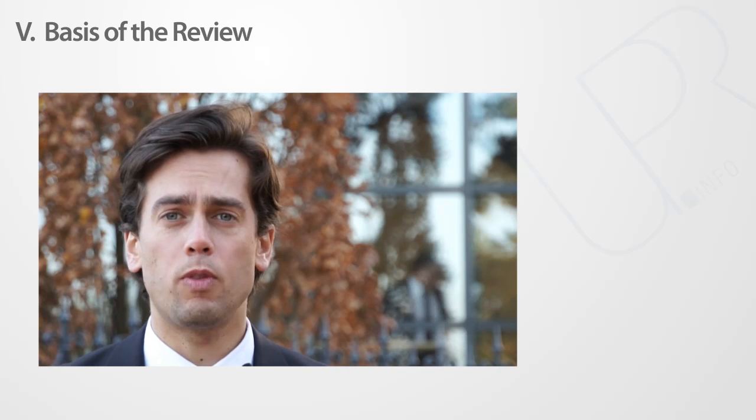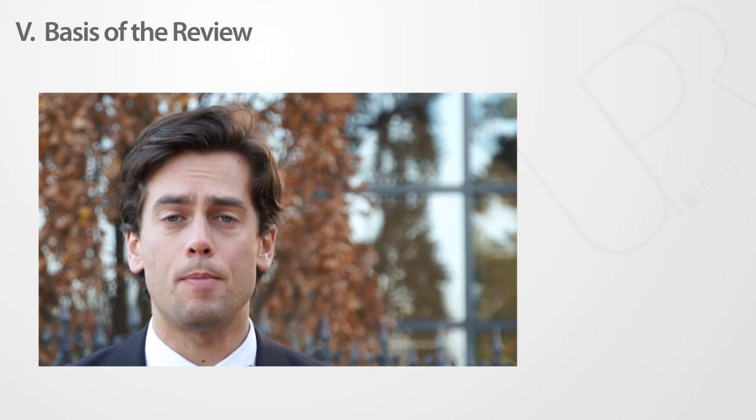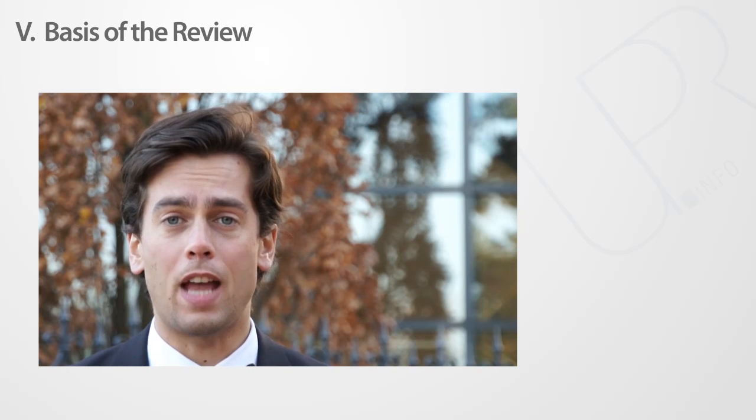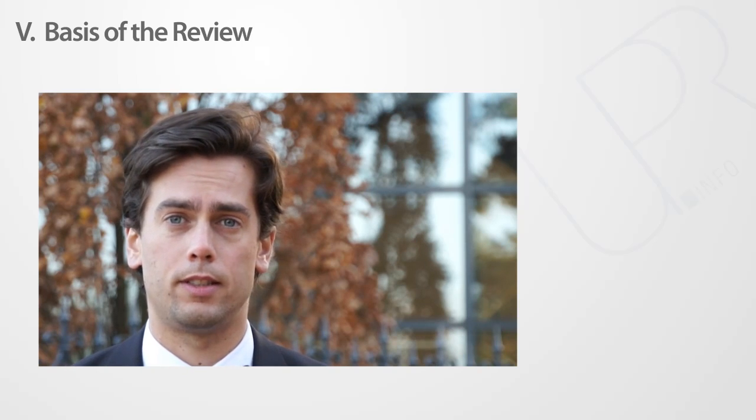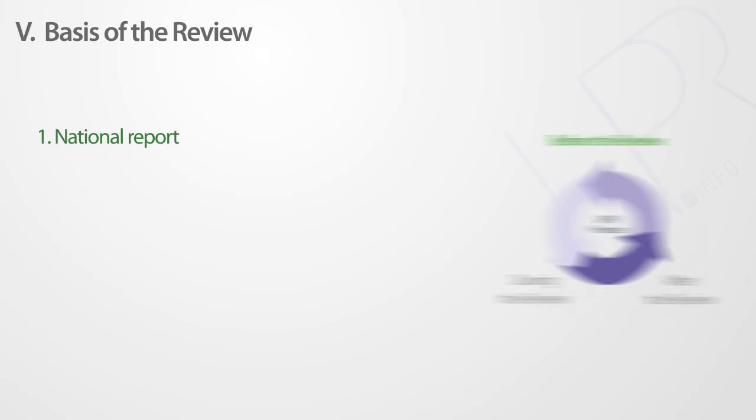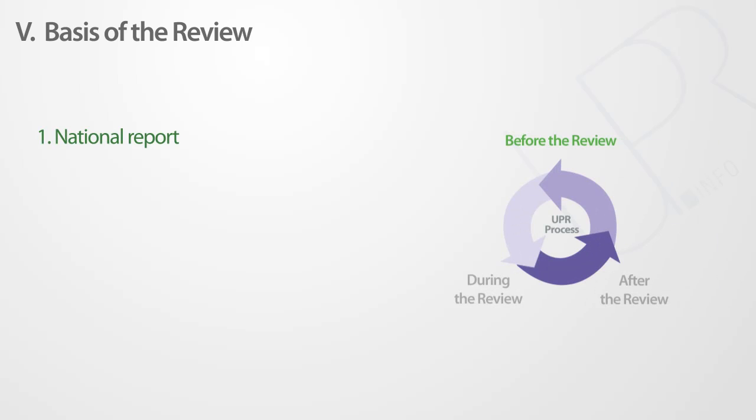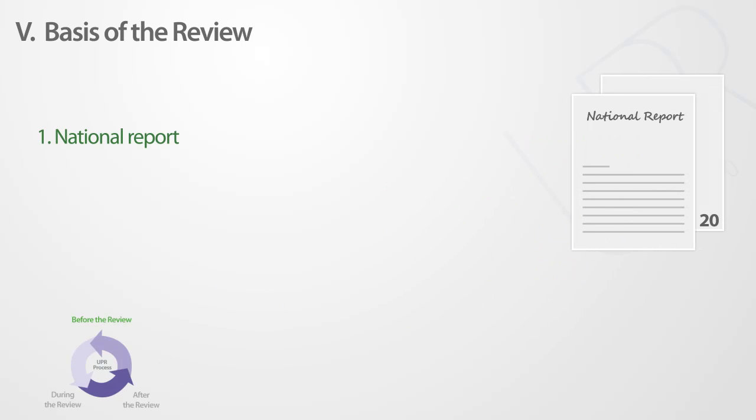The human rights review of each state is based on three documents containing information provided by the different actors of the UPR process. The national report contains information from the state under review and can be up to 20 pages. The report has to be submitted by the state 3 months prior to the UPR to the Human Rights Council.